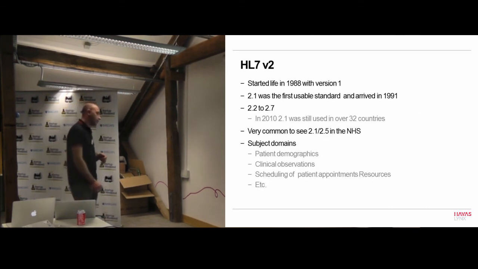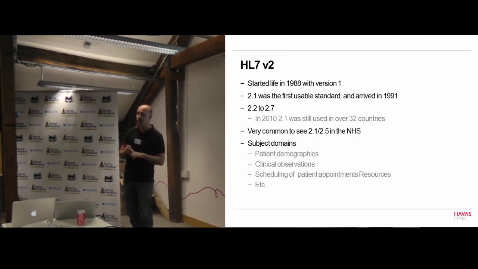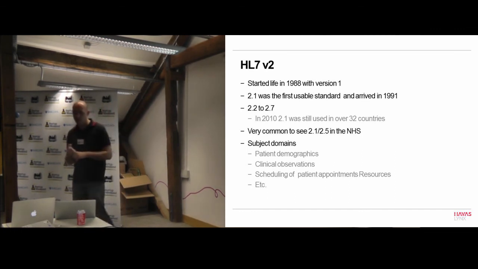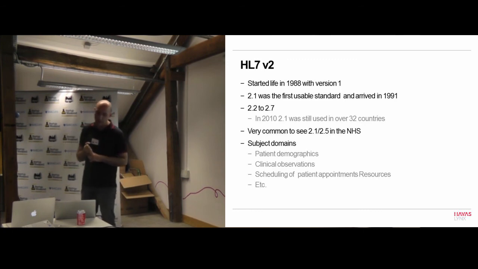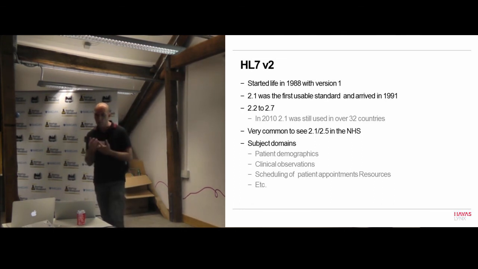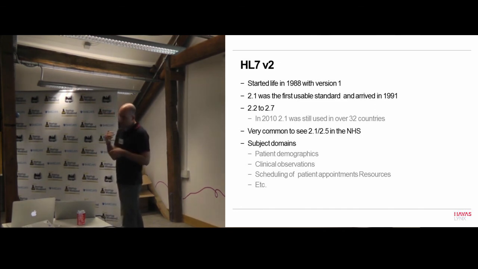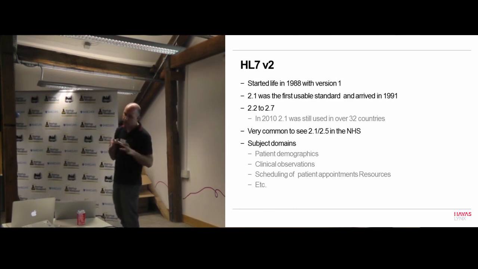I'll talk about version 2. Sometimes people ask me what happened to version 1, I don't know if anyone knows that story. Version 1 and version 2 actually were quite poor. They were so bad that nobody used them, nobody cared. It was only really once 2.1 was drafted, about 1991, that people started to adopt it and make use of it. Since then, version 2 of the standard has grown quite a bit. It's about 2.7 now.